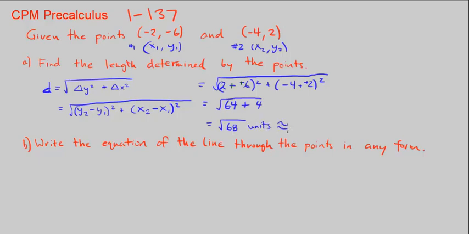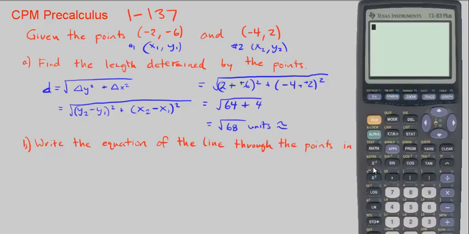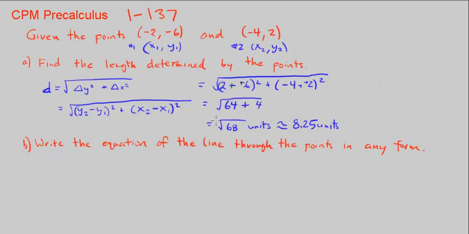If we want to approximate it, we can put it into our calculator. We just plug in the square root of 68, and we could say that it is approximately, and let's round to 2 decimal places, so that 4 rounds up because the digit right next to it is 5 or more. So 6 is 5 or more, so that's going to be 8.25. So this is approximately 8.25 units. Okay, so we could say either one for Part A.